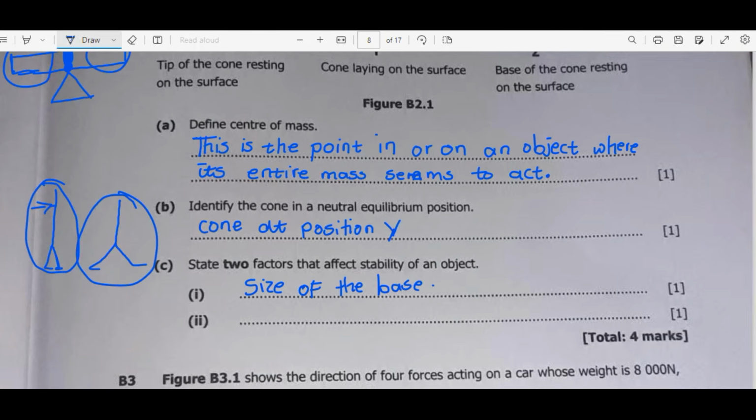Then the second one, we'll look at the height of the object. It's easy for someone who is taller to fall down compared to someone who is shorter.